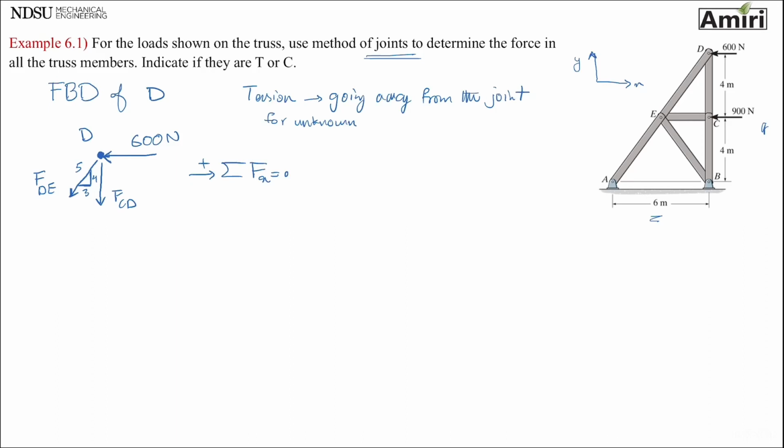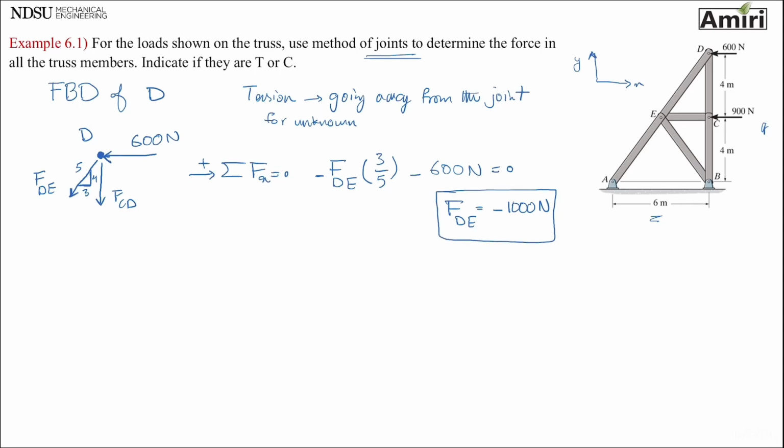Anything that points towards right is going to be plus. I start from FDE. The X component of it is 3 over 5, pointing opposite direction to my sign. That's minus. The 600 is also minus. And FCD is in Y direction, so I don't care about it. And that's 0. This will result in FDE of minus 1000 newtons.